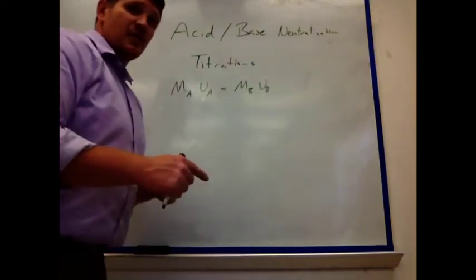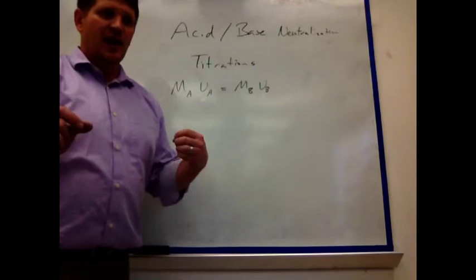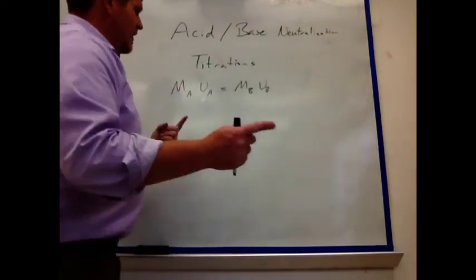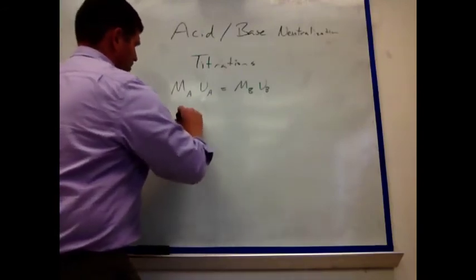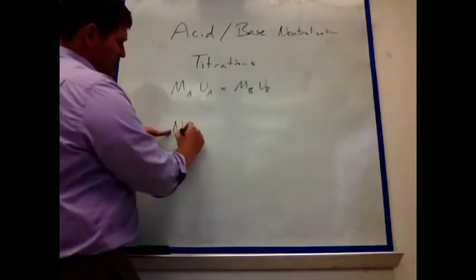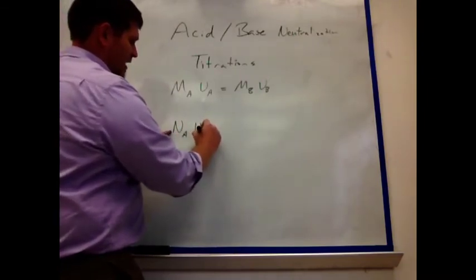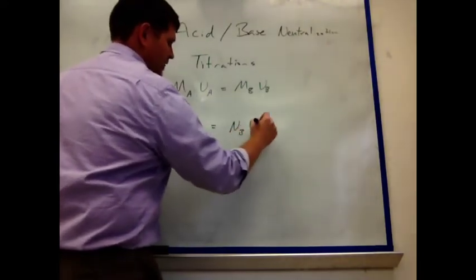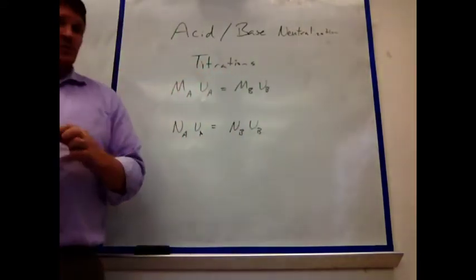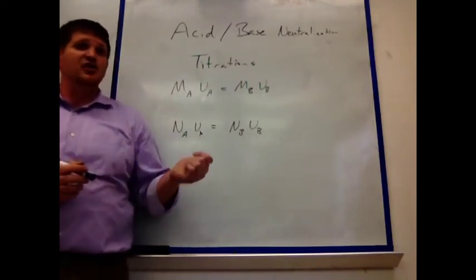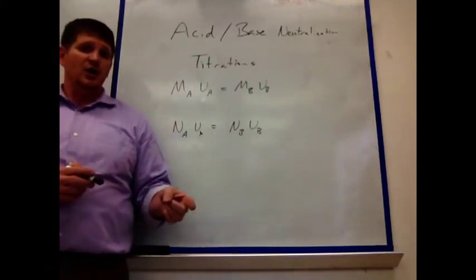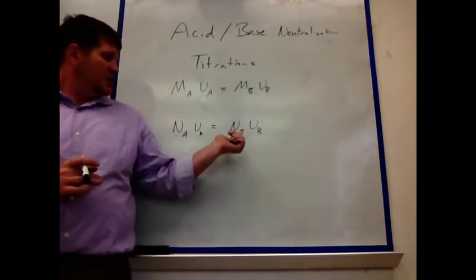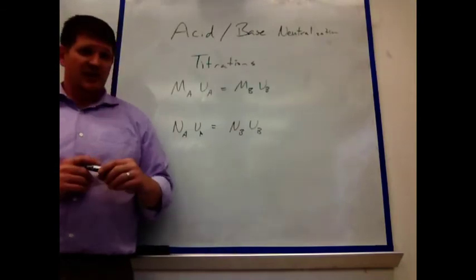It doesn't work so awesome if you have HCl and CuOH2, because my equivalents are off. If your equivalents are off, you're going to want to use your normality instead. So NaVa equals NbVb. That's going to be the equation you're going to need to actually solve for your unknown solution on, well, probably sometime at the end of this week. So make sure you have this down because you are definitely going to need that equation.